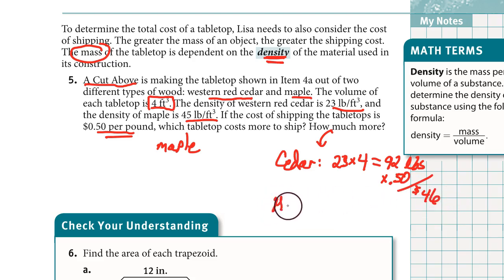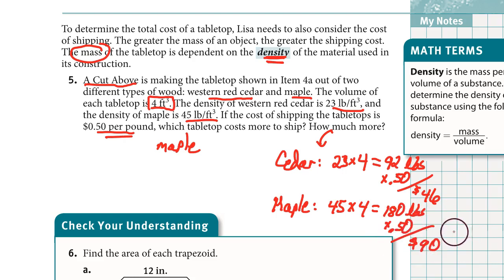Now let's work with the maple table. Maple is a heavier wood. The density of maple is 45 pounds per cubic foot. And the table is 4 cubic feet. So 45 times 4 is 180 pounds. Let's multiply by 50 cents per pound. And that is $90. So it's $90 to ship the maple table, $46 to ship the cedar table. We can use subtraction to find how much more it costs. The answer is $44 more.